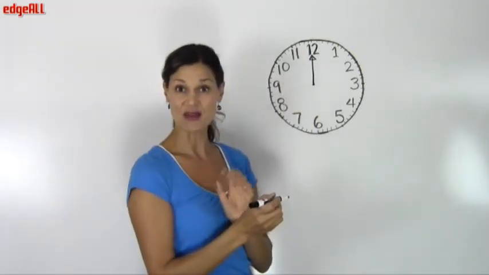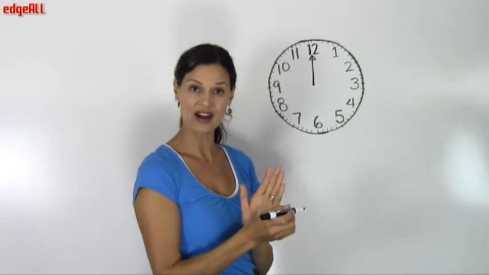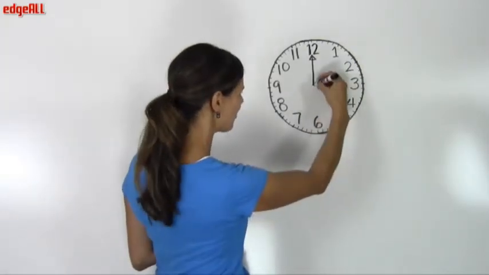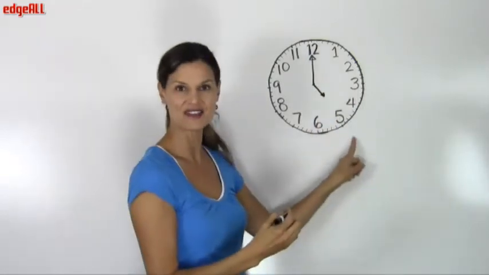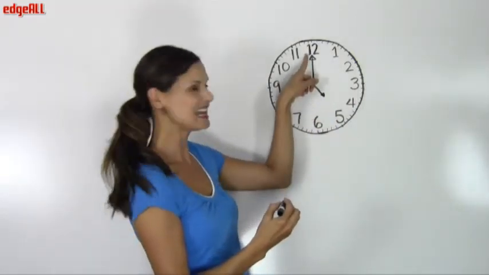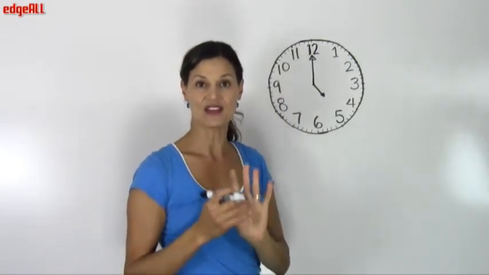And like we saw before when we were talking about the hour hand, the shorter hour hand would be pointing straight at the 5. So at the start of each hour, the minute hand always points straight up to the 12.